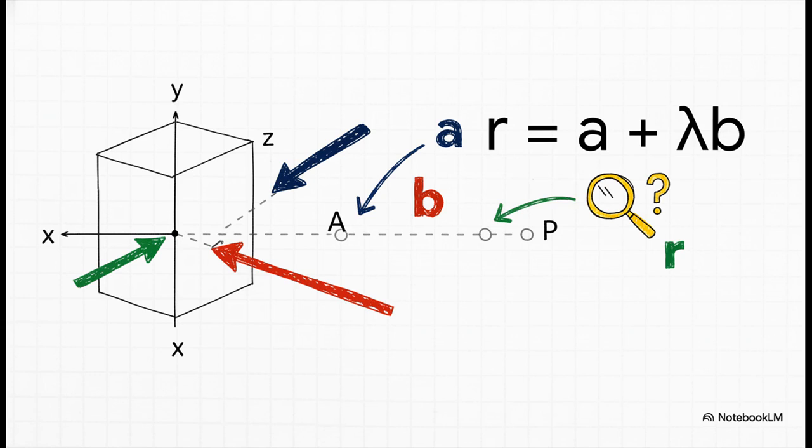Let's break it down. A is just a point that we know is on the line. It's our starting point. B is the direction, the GPS we just learned about. And what's this funny symbol lambda? It's just a slider. As you change it, it moves you up and down the line. So A gets you on the line, and lambda B lets you travel along the line.